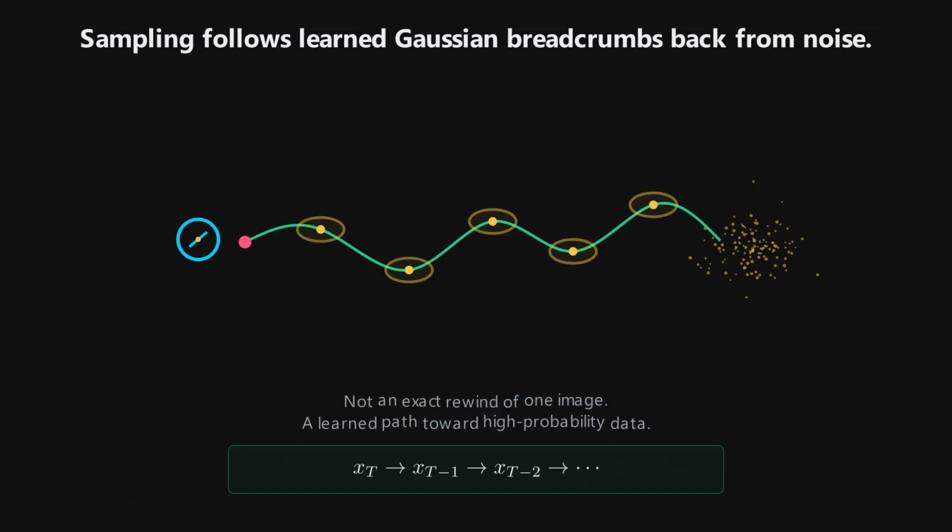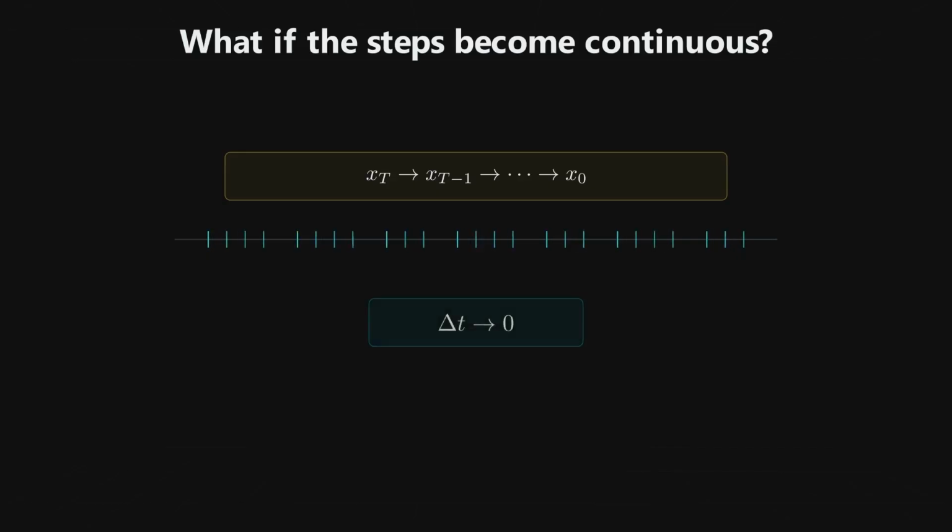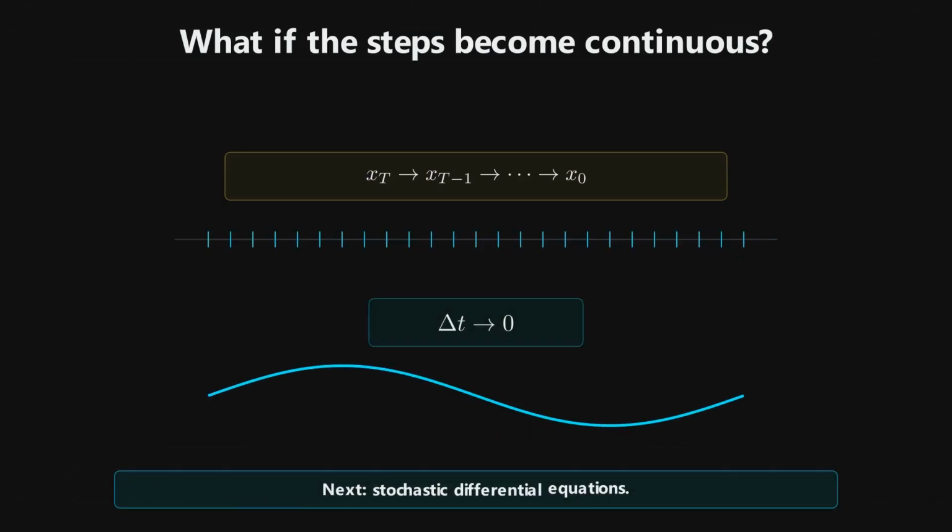So far, however, every step has been discrete. But what happens if we make the steps infinitely small? The breadcrumbs become a continuous path. And diffusion enters the world of stochastic differential equations. Time flows, density evolves, and Fokker-Planck appears.